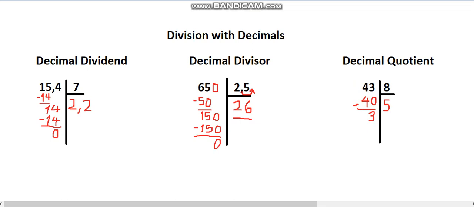And here is where it gets kind of tricky. I'm going to erase this line because it's in the way. I don't have any more digits to pull down, so theoretically this is where my division should end, but I have a remainder of 3. So this division is not yet complete. I can continue this division by putting a decimal point in my quotient and then adding a 0 at the end of my remainder and continuing my division, saying how many times does 8 fit into 30? It fits 3 times.